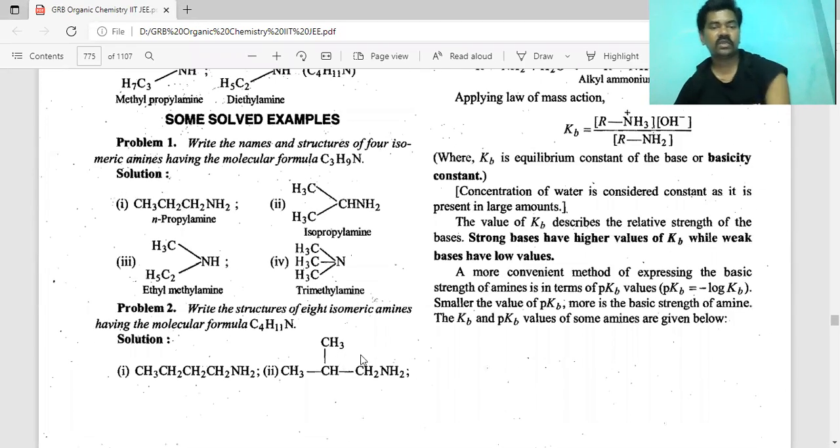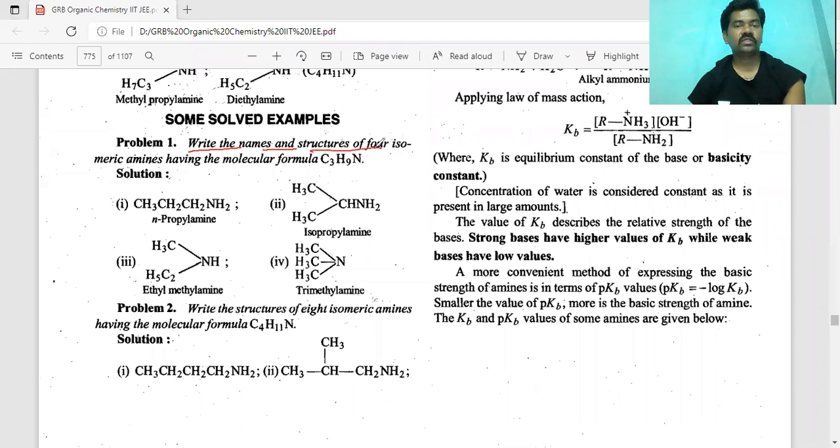Some solved examples are there. Okay, try to solve this one. Write the names and the structures of 4 isomeric amines having the molecular formula C3H9N. The molecular formula is the same, but the structures are different.